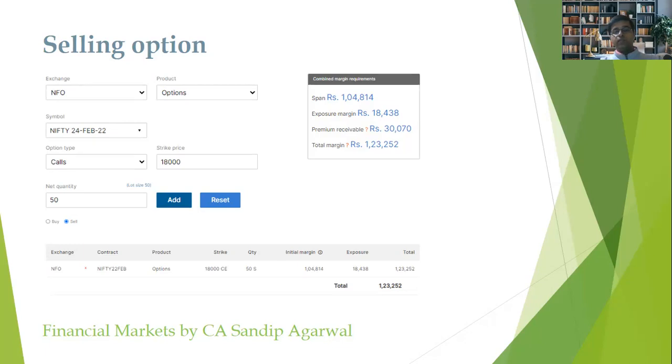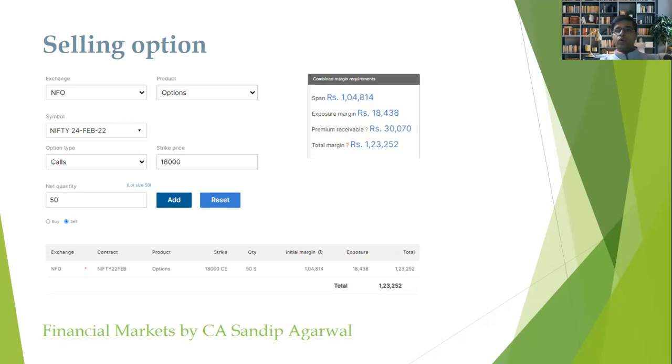So the total margin will be 1,04,814, which is the span margin, plus the exposure margin of 18,438. So the total margin which needs to be kept by the option seller with the broker is 1,23,252 for selling one lot of the 18,000 strike call option for this 24th Feb 2022 Nifty contract. Now this margin may vary.